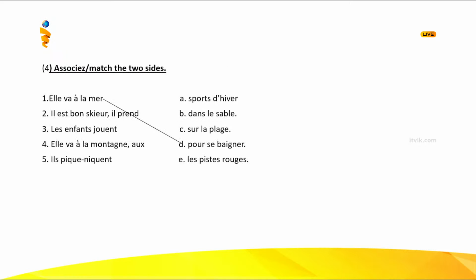The fourth question is proposed to match the two sides. In one side there is a beginning of a sentence, and you need to identify the latter part of the sentence from the other side that are proposed to you and match the two sides. Example sentence number 1. "Elle va à la mer pour se baigner." So to answer a question like that, first of all, you need to read all the words that are proposed. And then you may identify the logical sentence structures and you can match the two sides.